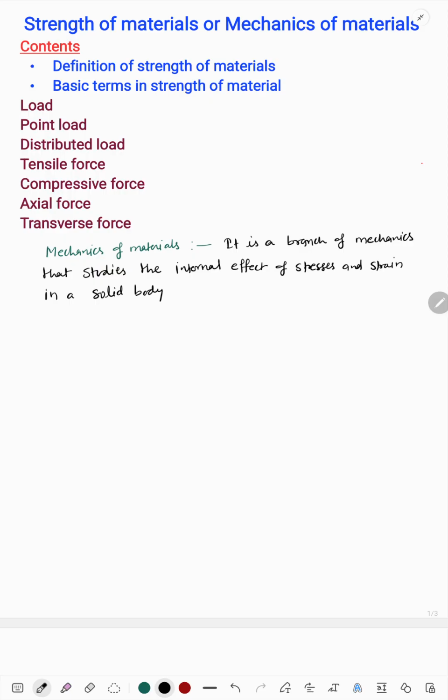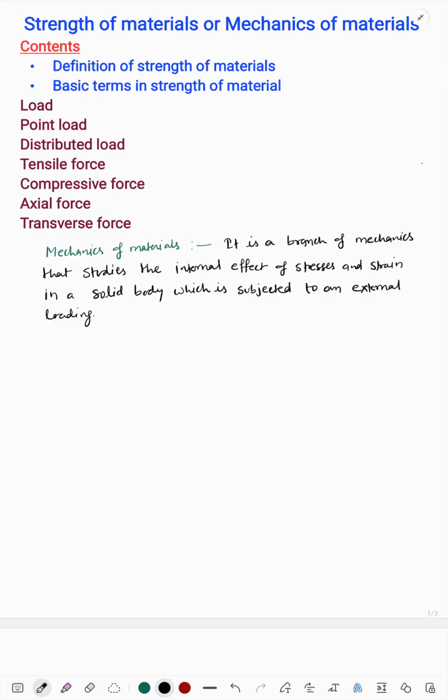So this deals with only solid bodies, meaning no other body is going to be considered, which is subjected to an external loading. So any solid body which is experiencing an external loading condition. This is the definition of what we are going to deal with.